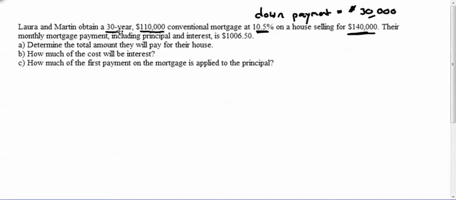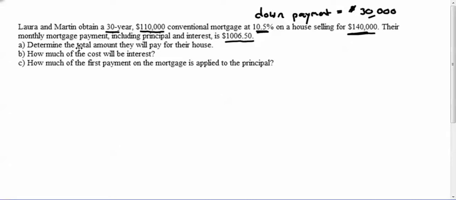And their monthly mortgage payment, including principal and interest, is $1,006.50. And we could have figured that out as well if we had the table that helped us figure out the monthly mortgage payment. But they provided it in this problem. So it says, Part A, determine the total amount they will pay for the house. So we're assuming they do not make any prepayments each month, that they're just paying the $1,006.50 each month, and they're doing that for 30 years.